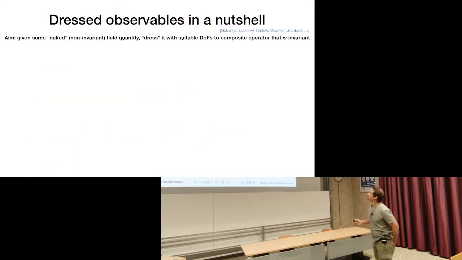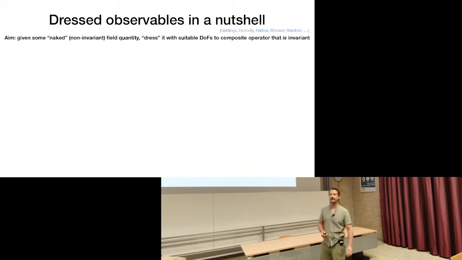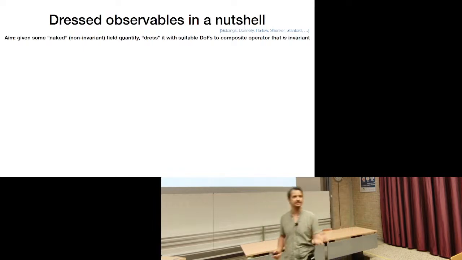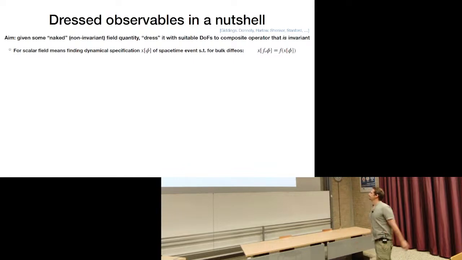Okay. Now the question is, how do we actually realize that? And let me discuss this now in the context of dressed observables, so this HepTH program. And here the aim is typically that we're given some naked or bare quantity that's not invariant by itself, and somehow we want to dress it with some other degrees of freedom into some composite operator that is gauge invariant. And let me just illustrate this on scalar fields. This means in practice nothing else than finding a dynamical specification of space-time events. So they depend now on the field configuration in such a way that under gauge transformations, this transforms like so.